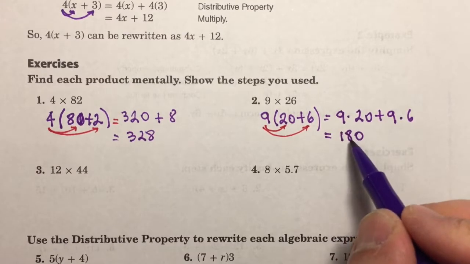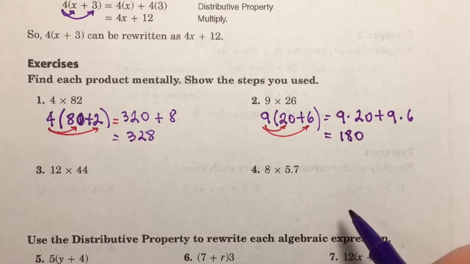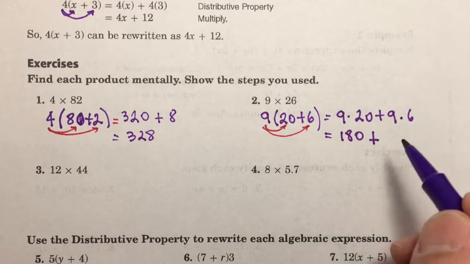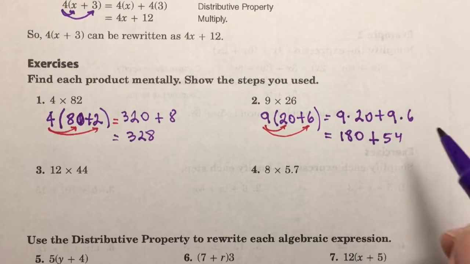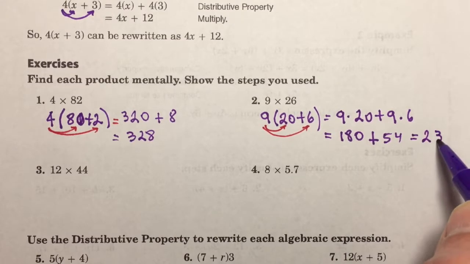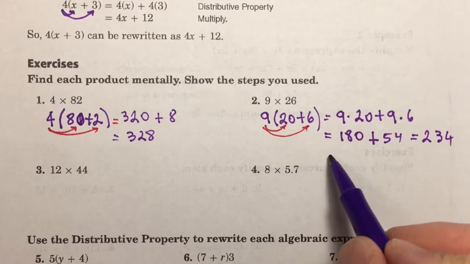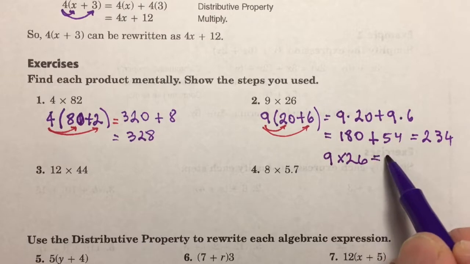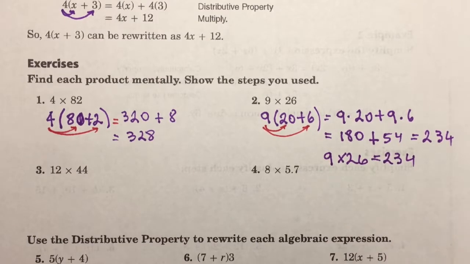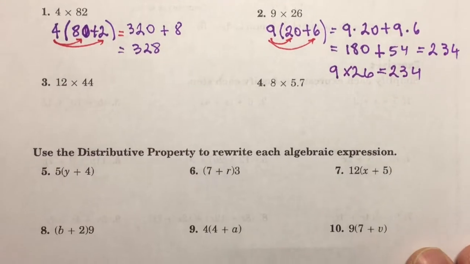Because 9 times 2 is 18, and since I have a 0, I put a 0 here. Plus 9 times 6, 54. So I'm going to write 54. So what do I have at the end? 180 plus 54. How much is that? 234. So 9 times 26, my original expression, is 234. Very good. Let's go to the next one.